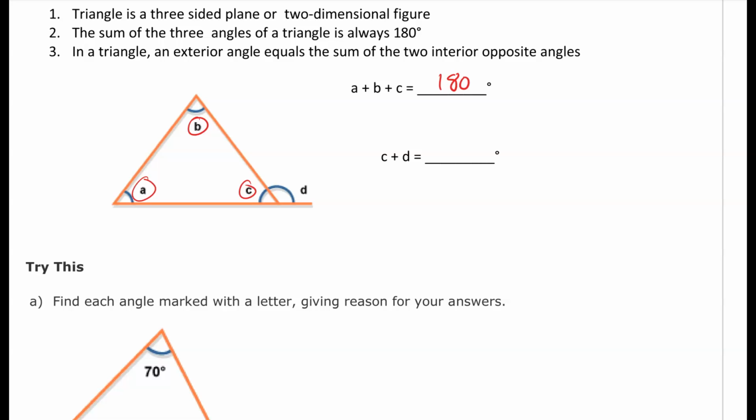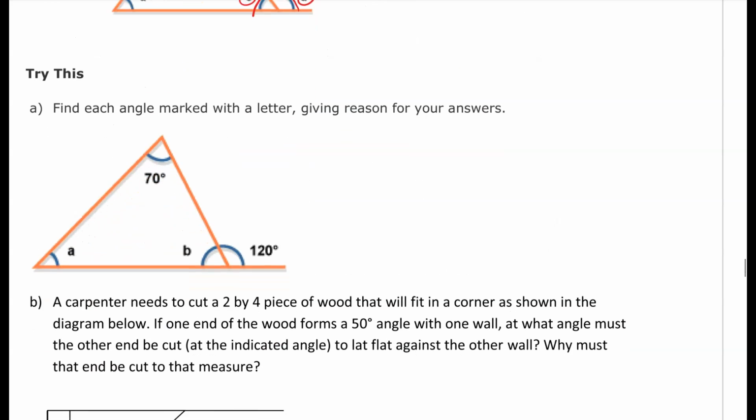Now that last part says that C and D, so if we're looking at exterior angles and the interior angle, we're looking at C and D all the way across, this is going to add up to 180 degrees as well, because we're looking at a flat line there.